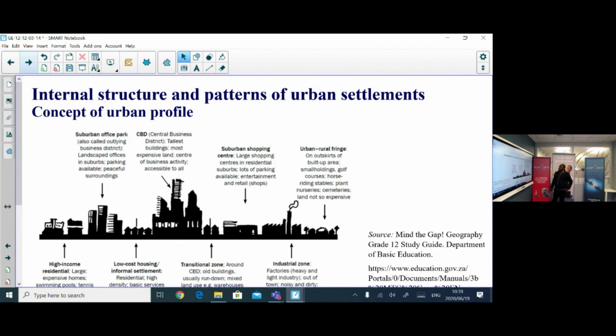Let's look at the internal structure and patterns of urban settlements, the concept of urban profile. So this is the urban profiling here, as you can see here.